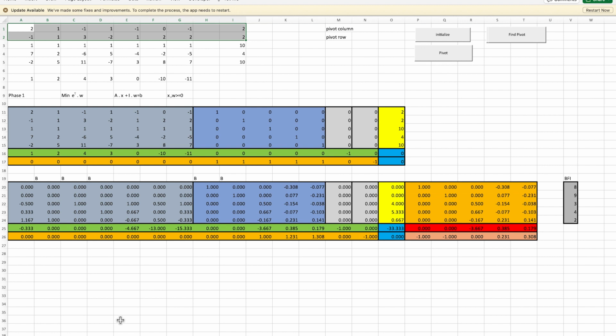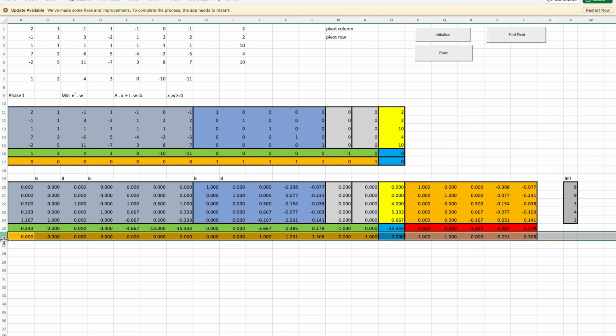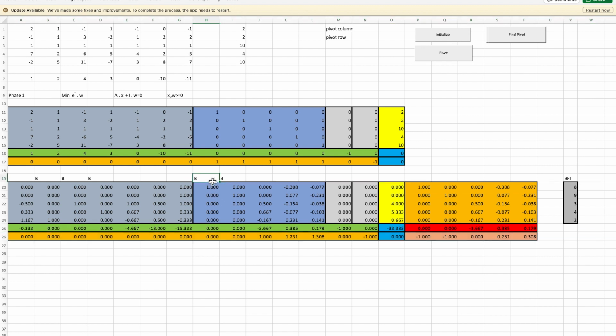So we could do one of two things now. We could leave the system as is, delete the last row. We don't need it. That's the phase 1 objective. We don't need that. And then flag these columns so that we never select them as a pivot column. Even if we see a negative number here, we are not going to choose that as a pivot column. We're just going to pivot on columns corresponding to this green area under the A matrix. And we continue that way until we reach optimality.